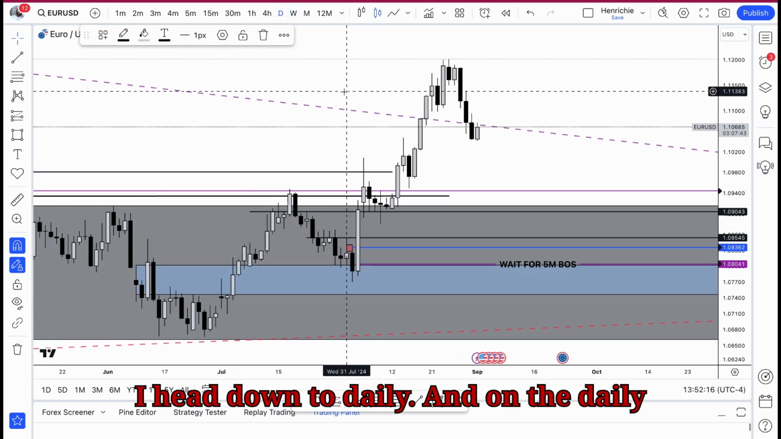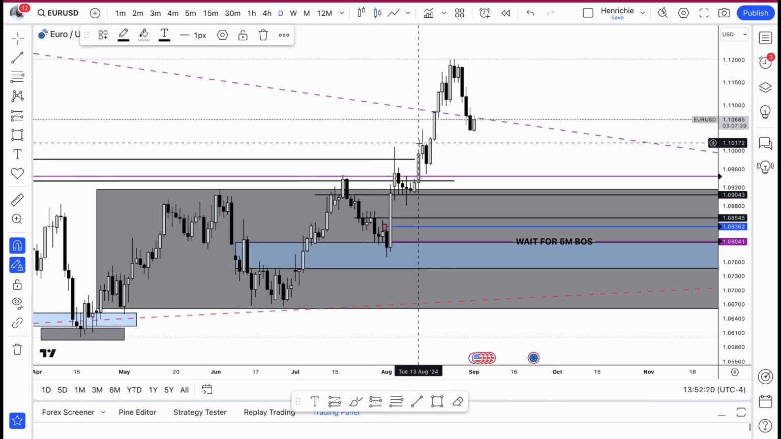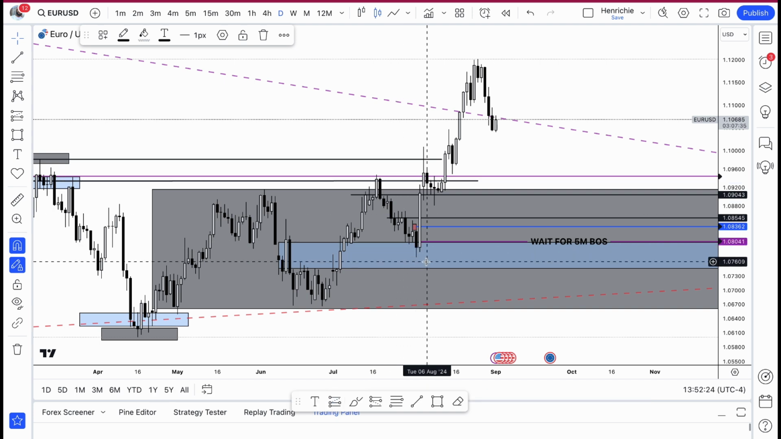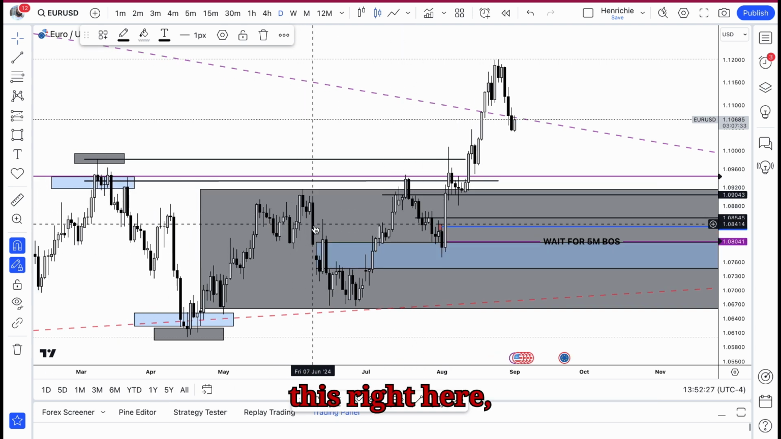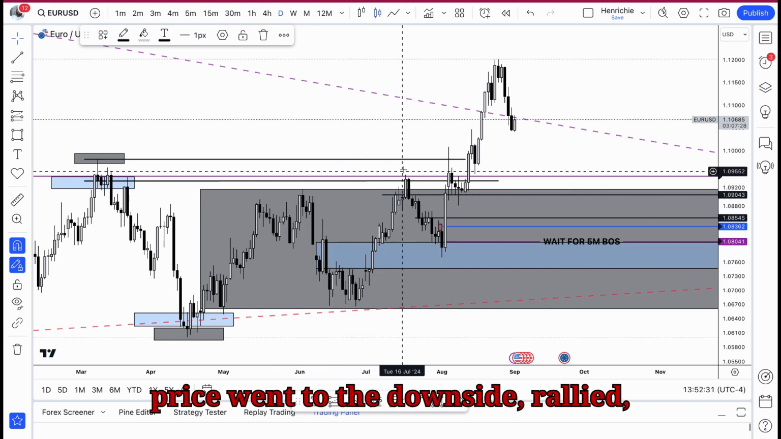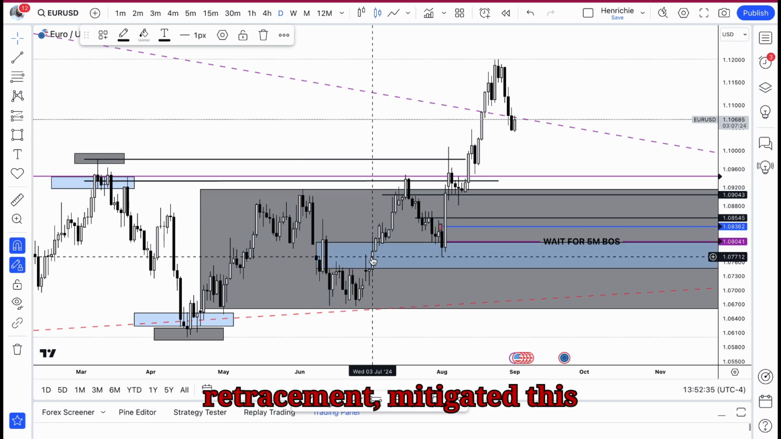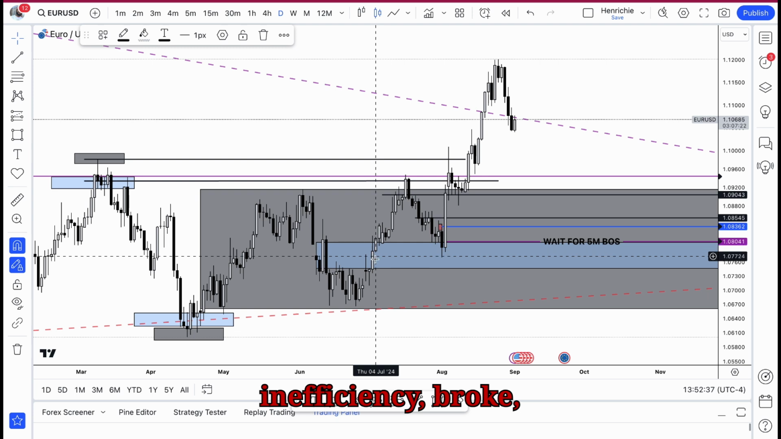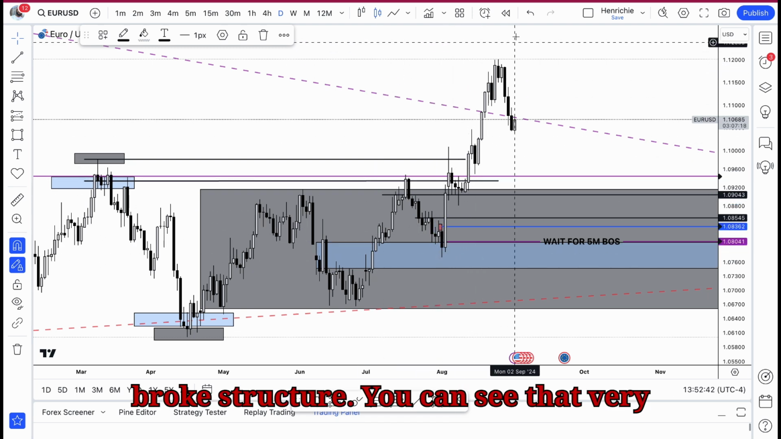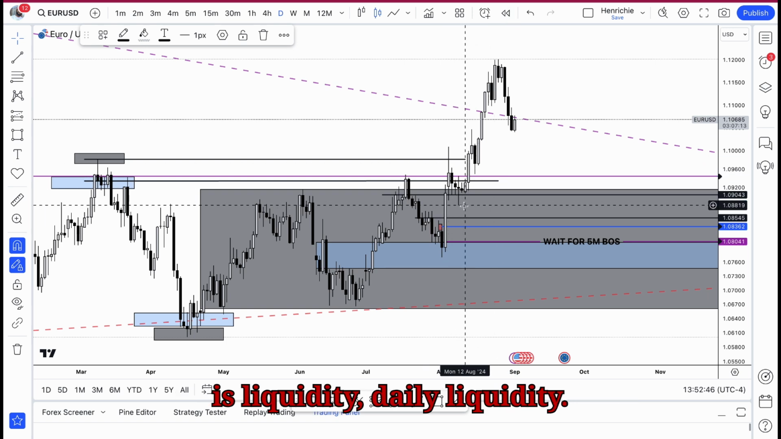I head down to daily, and on the daily time frame, I'm seeing this right here, last down close candles. This right here, price went to the downside, rallied, broke structure, retracement, mitigated this inefficiency, broke structure. You can see that very clearly. So right here, this right here is liquidity, daily liquidity.